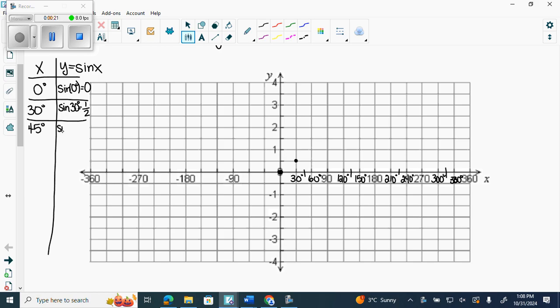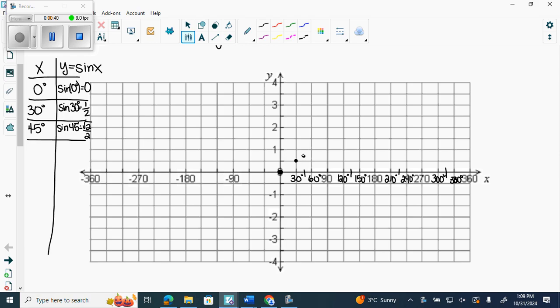What's sine of 45? Root 2 over 2, which is 0.707. If each of those were 0.5, 0.75 would be halfway. So it's a little bit below halfway. So 45 and a little bit below halfway.